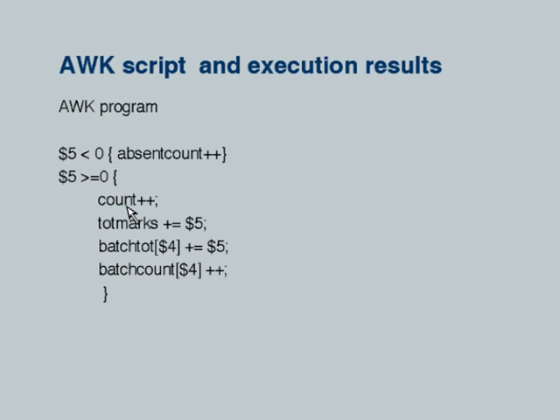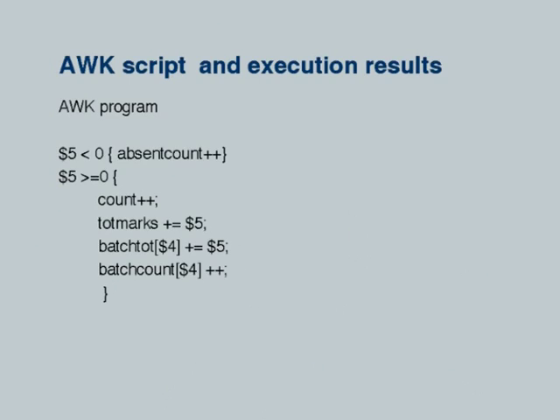But wait, I do not want only the class average, I want also the batch average. So, I want to do exactly this kind of counting of occurrences and totaling of marks individually for each batch. Look how simply awk does it. batch_tot[$4] += $5. batch_count[$4]++. Notice that these are very similar to count++ and tot_marks, except that these are arrays. Notice that I am not required to declare an array. The moment I use an array element, the array comes into existence. How many elements does it have? It has dynamically increasing elements.